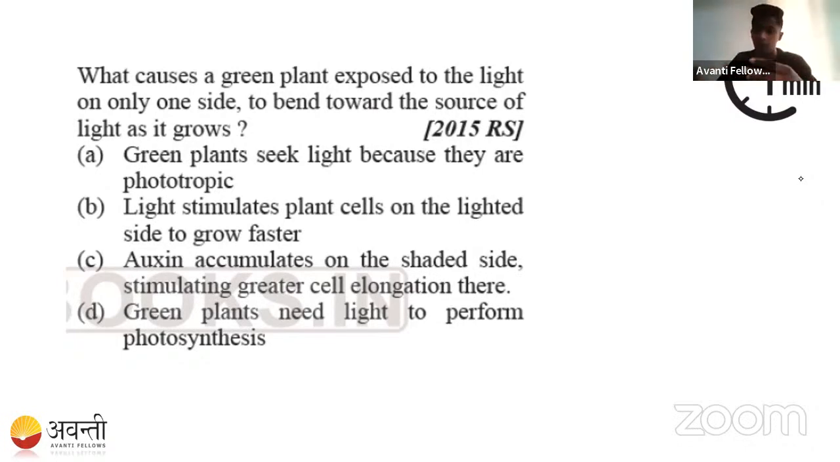So it appears, and it actually happens, that as the cell elongation is happening at the shaded region, it moves the plants towards the light. So that is why whenever we expose plants to light from one particular direction, the plants bend towards that direction, because usually auxins accumulate on the shaded side. When it accumulates at the shaded side, this will stimulate the elongation of the cells. Understood? So our answer for this is C. You have to remember this.